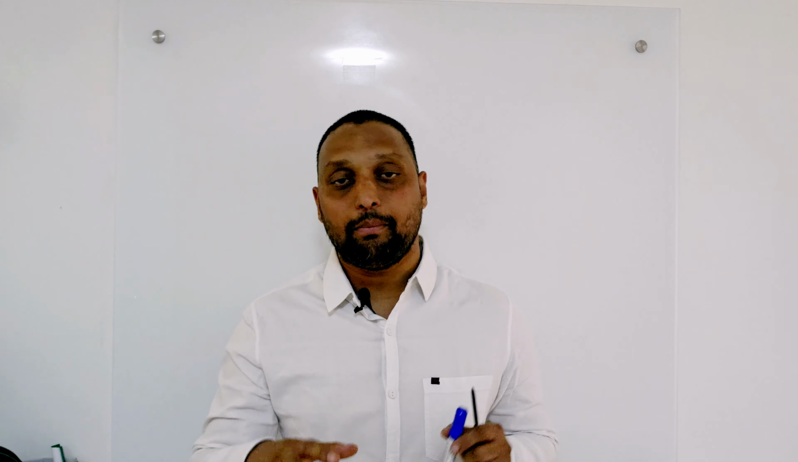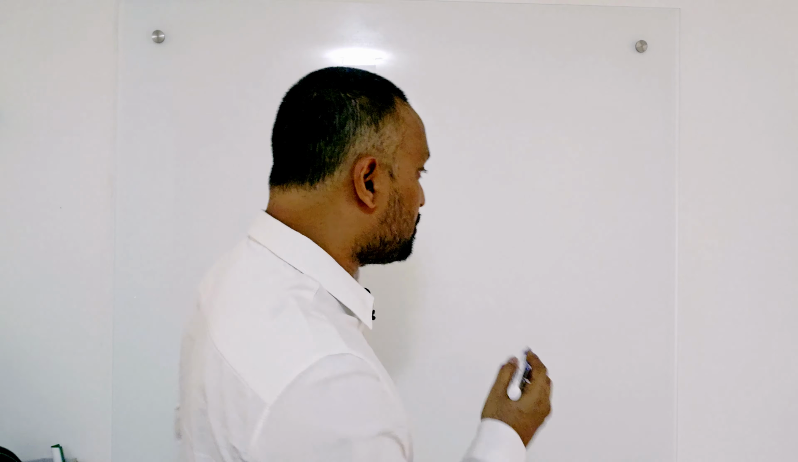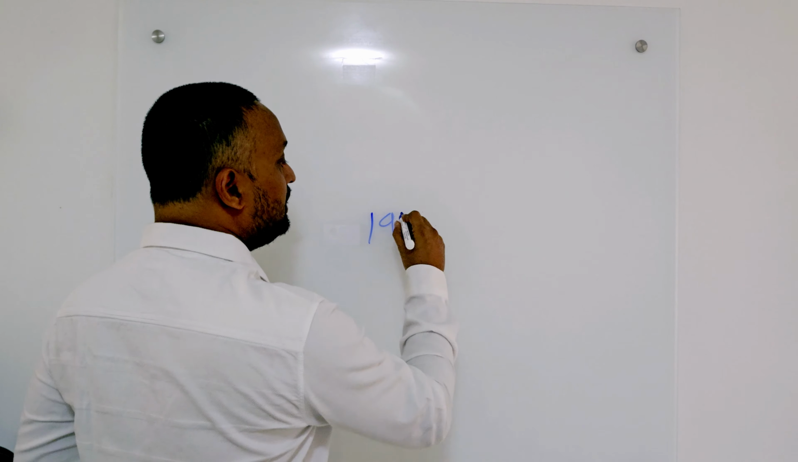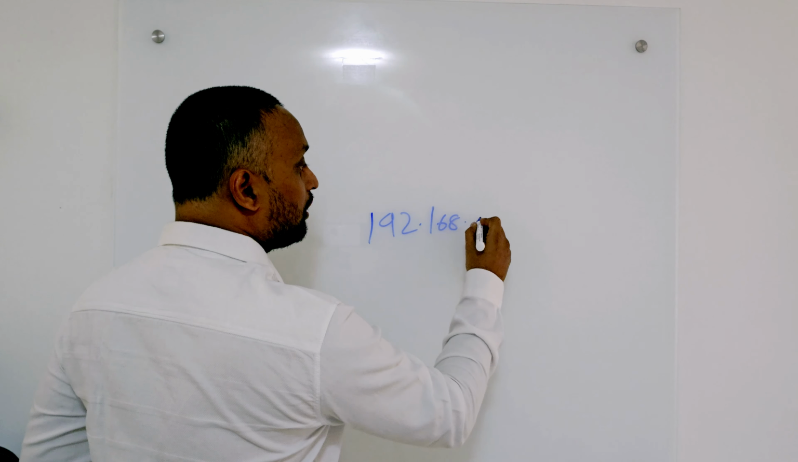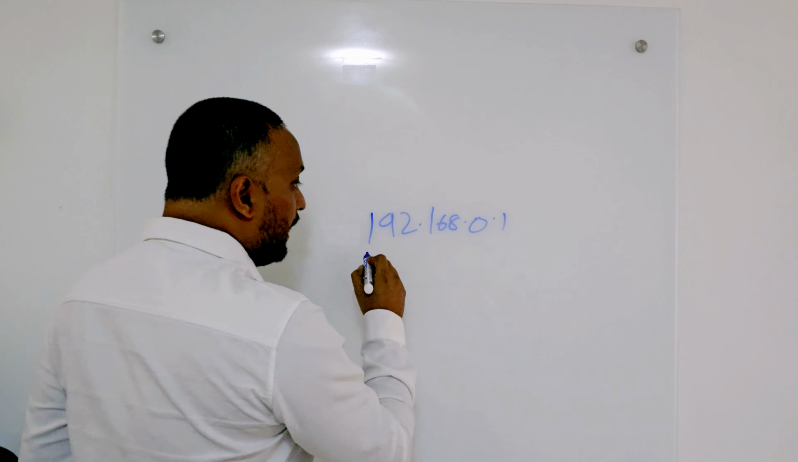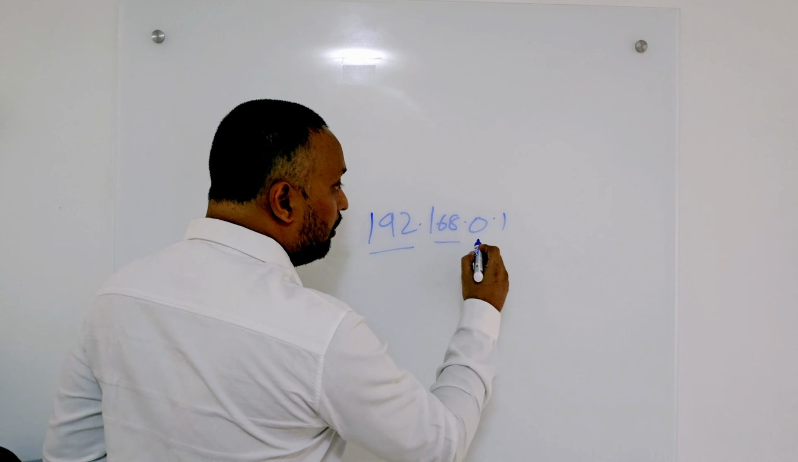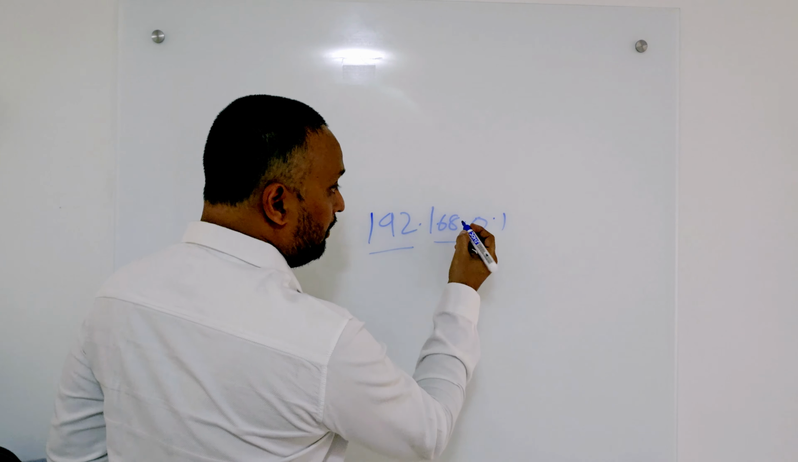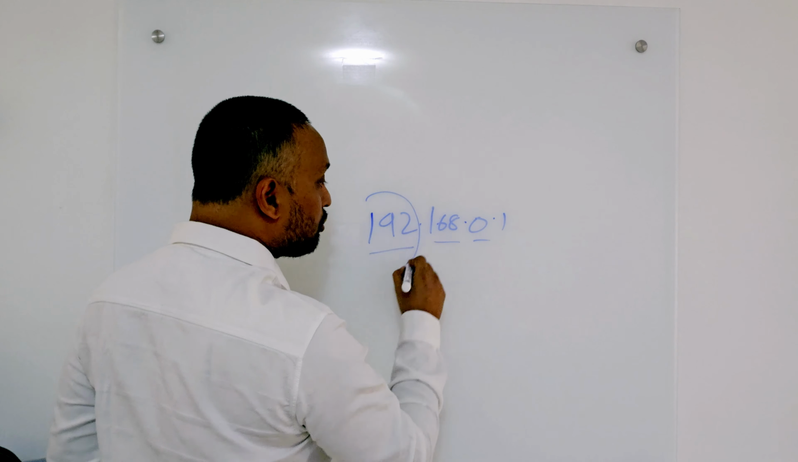For every NIC card or Wi-Fi card, this is very important. There will be a MAC, and that will have a 48-bit address. I'll explain in short what is 48-bit and what is 32-bit. If you think about an IP address, the IP address typically looks like this: 192.168.0.1. Now, every number is separated by a dot, and each number is called an octet.